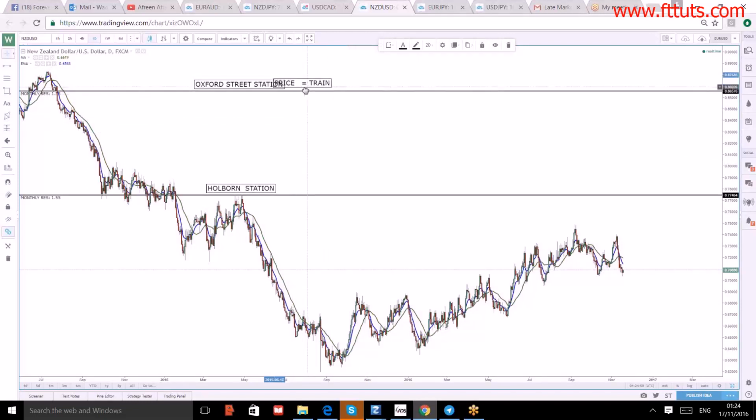So for the price, the train, to travel from Oxford Circus Station to Holborn Station, guys, what does it need? Tell me. The price is a train. Now, for the train to travel from Oxford Circus Station to Holborn Station, what does it need? Tracks. Good, Jay. Absolutely good. Excellent.